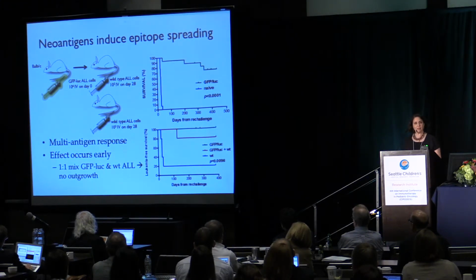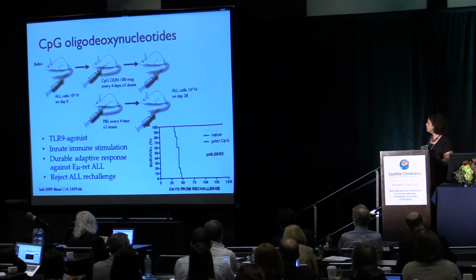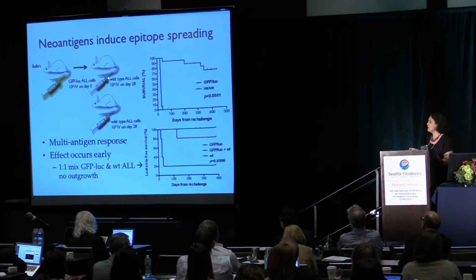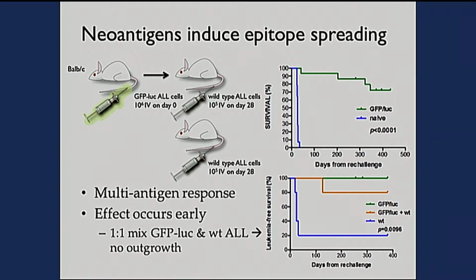What we didn't expect to see was that the neoantigen response actually appears to induce some epitope spreading. So if we take our mice who've cleared the GFP luciferase-bearing leukemia, and then re-challenge with wild-type ALL, these mice almost always clear this leukemia and reject it as well, which was an unexpected finding for us. And we attribute this to presumably a multi-antigen immune response. There's no GFP or luciferase to recognize in these cells, so they're clearly recognizing something else on the tumor.